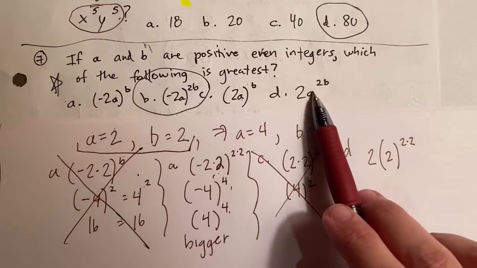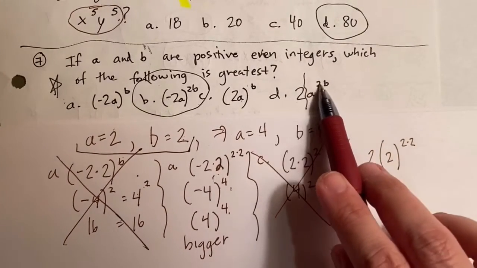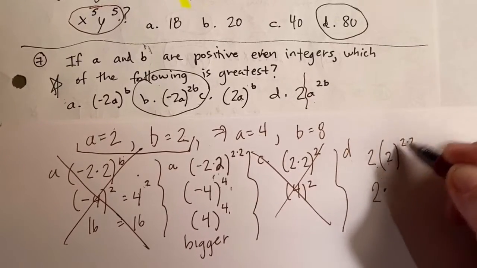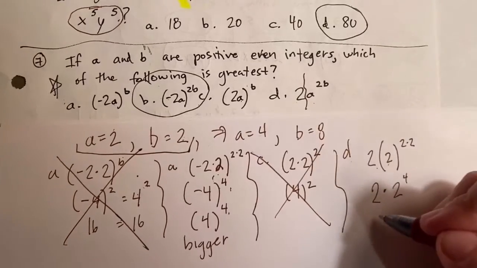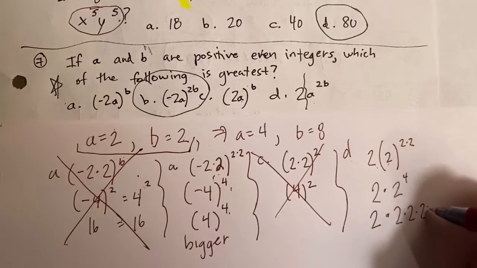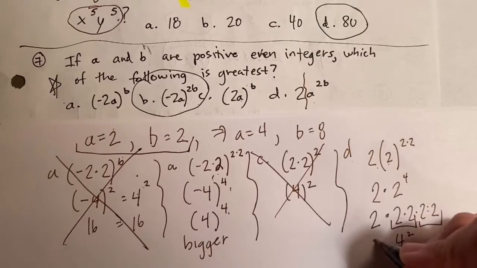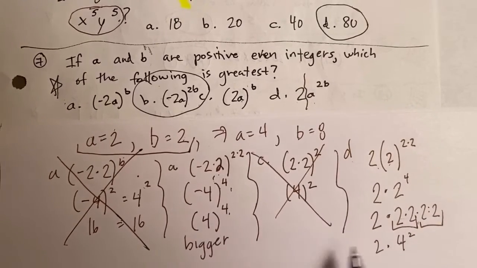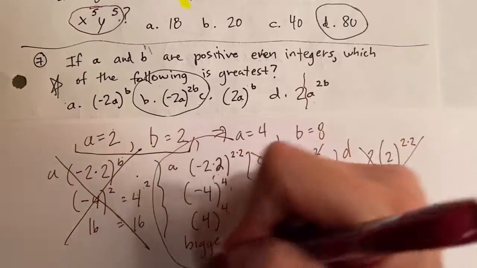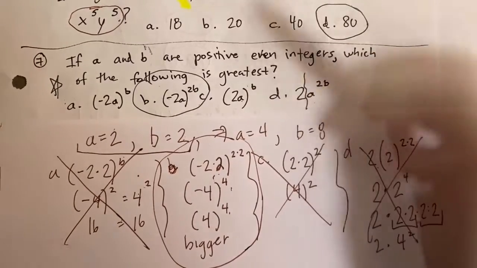Okay, now this is a little different. Notice that this is separate. So the 2's out front, and A is to the power of 2 times B. So we have 2 to the power of 2 to the 4th. Okay, so that's 2 to the power of 2 times 2 times 2 times 2. That's 4 squared. So this is still smaller than that. 2 times 4 squared is still smaller, so you can see why we chose B as the greatest.